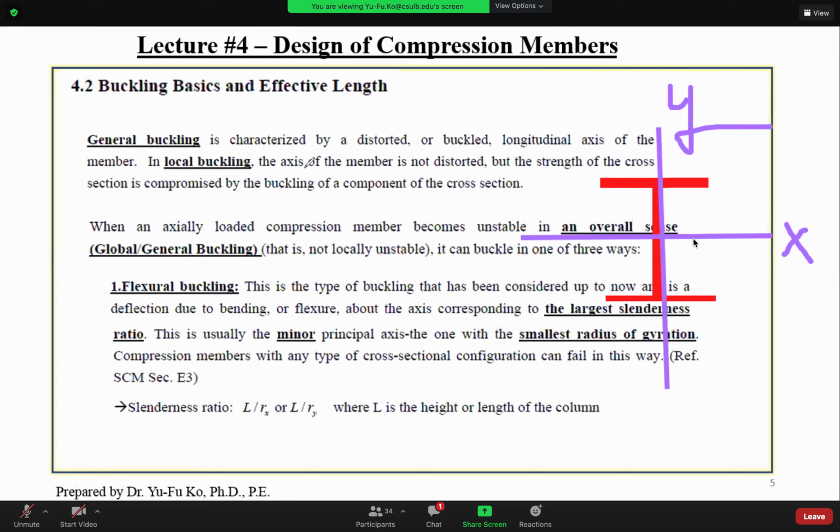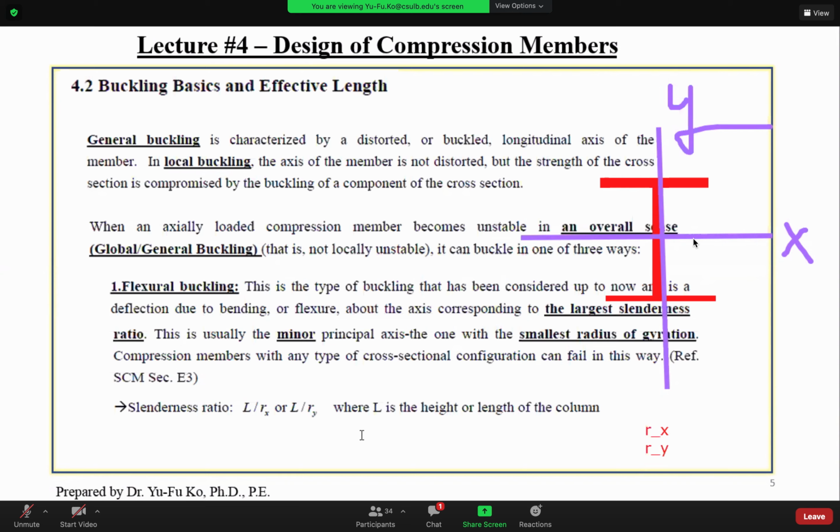So for W sections, you will have Rx, the radius of gyration about the x-axis, and the radius of gyration about the minor axis. So typically for a W shape, the R sub Y, which is about the minor, the weak axis, is minimum compared with Rx. So Rx typically is bigger than Ry for a W shape. So the buckling will happen about the smallest radius of gyration, meaning you get the largest of this ratio.